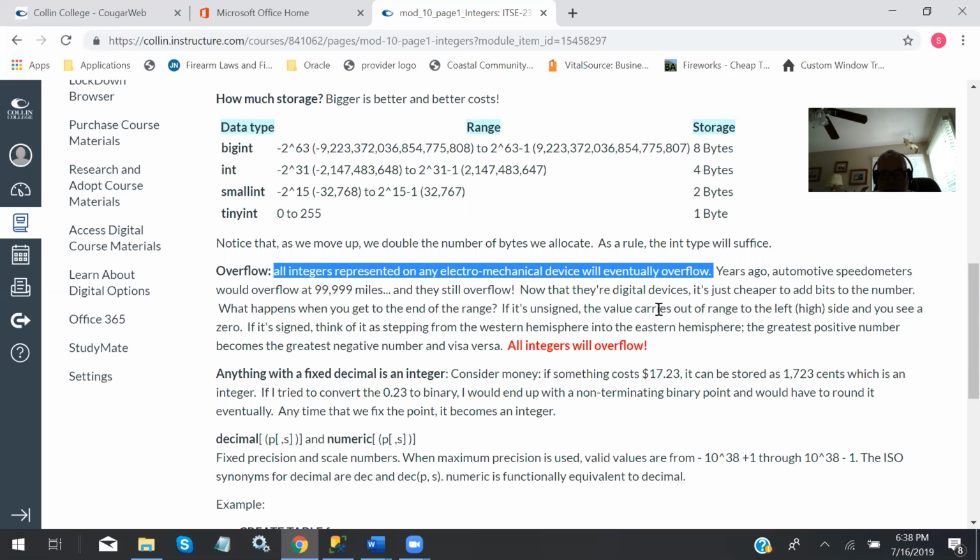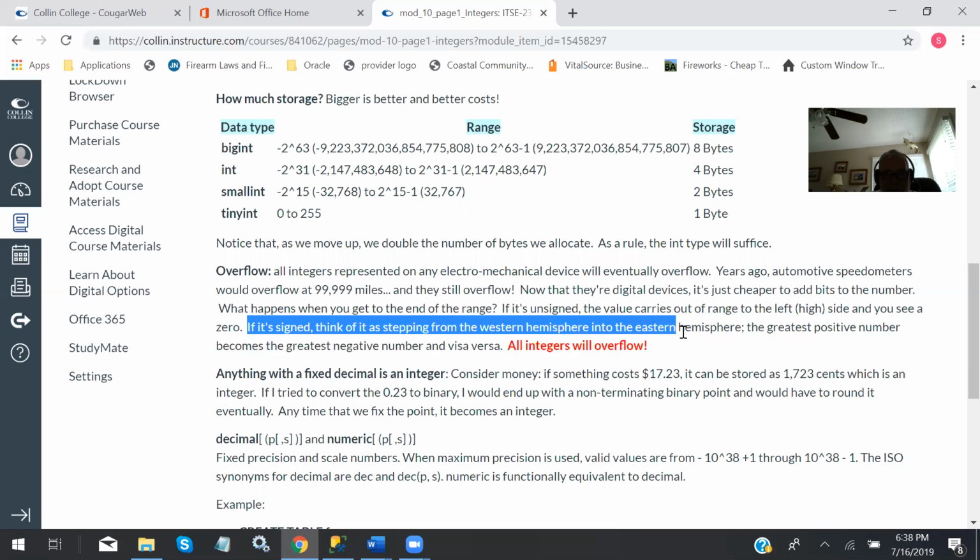If it's unsigned, the value carries out of range to the left, and you see a 0. If it's signed, think of it as stepping from the Western Hemisphere into the Eastern Hemisphere, and that would be an overflow. So when I asked you what state is farthest east, I was essentially provoking an overflow there. If you go far enough west, you will overflow into the Eastern Hemisphere.